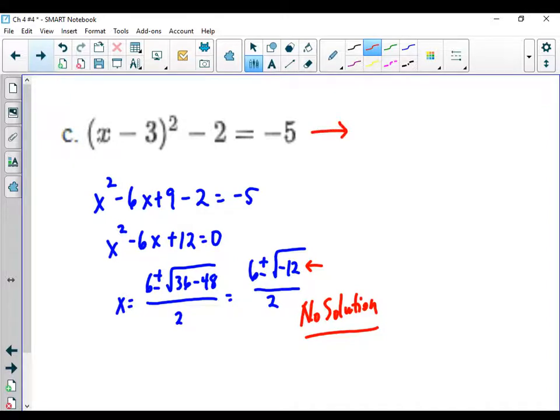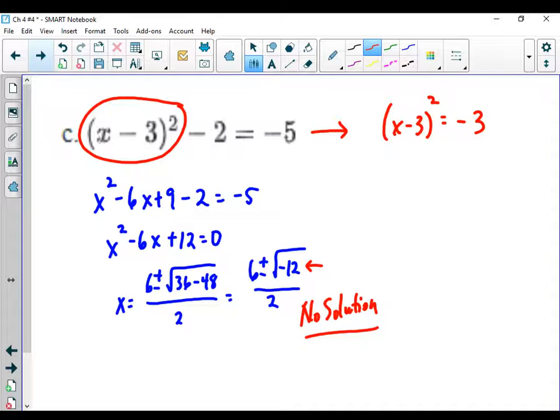So what I like to do on a problem like this, as soon as I see I have a quantity that's being squared, instead of actually multiplying it out, I'm going to try to get it by itself. So I'm going to get that x minus 3 squared by itself by adding 2 to the other side. Well, notice what we end up with here. I've got the quantity of x minus 3 squared that has to equal a negative 3.